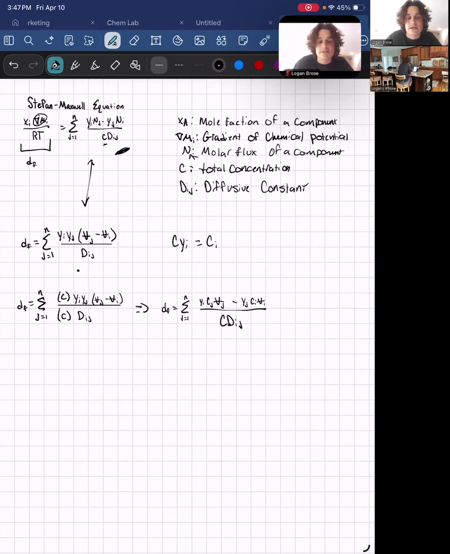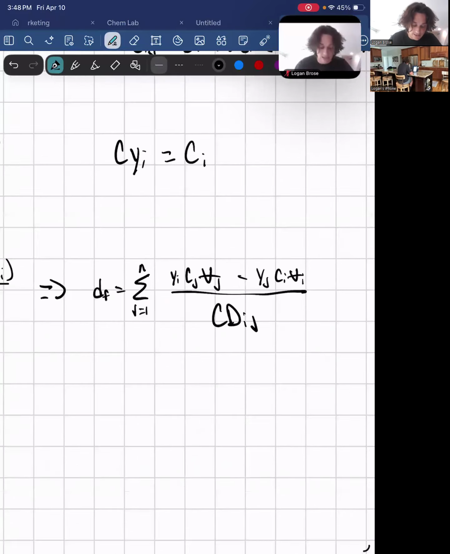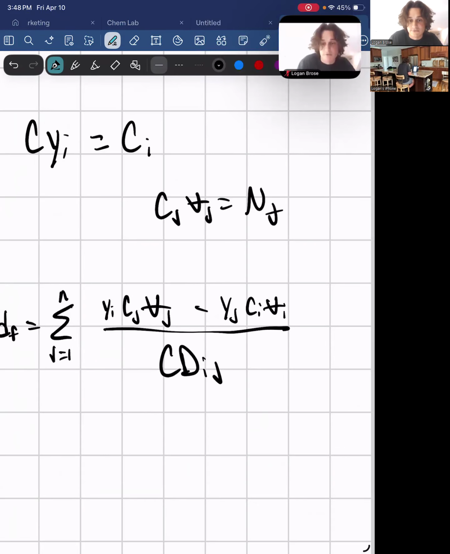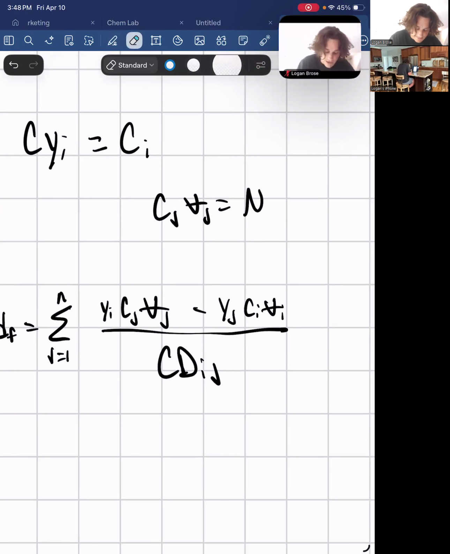So what's the difference right now between these two equations? This one has our flux, and this one has our concentration times our velocity. What is flux? We think of flux as something moving, so it has to have a speed. That's our velocity, and it is our molar flux. So it's our concentration times our velocity, which ends up being C_j V_j, the concentration of j times the velocity of j, which just equals the molar flux of j.